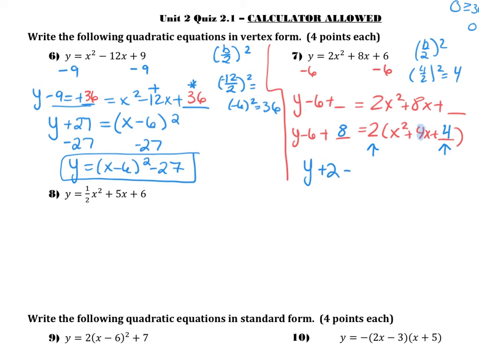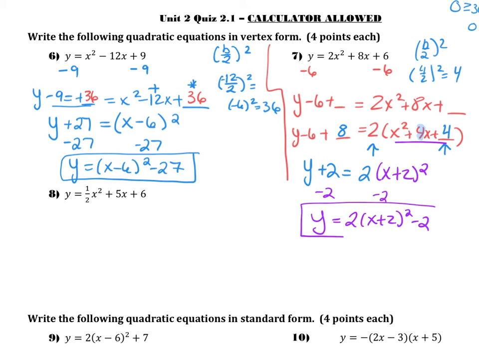So I'm going to have y plus 8 equals 2 times, well, what multiplies to 4 and adds to 4 would be 2 and 2, so I'm going to have x plus 2 squared. And then I would minus the 8 to the other side, so my final answer would look like this. So the last one's the same idea. I'm going to have an a value of 1/2 that I'm going to have to factor out. So it's a little trickier since we have a fraction.